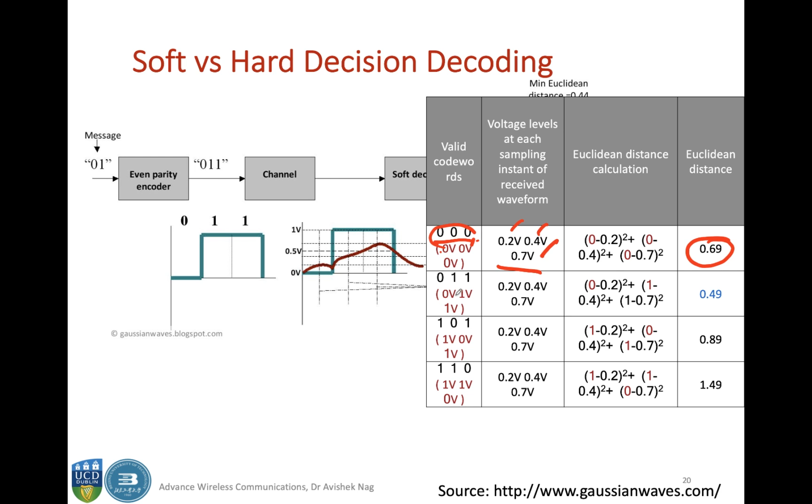Similarly, you do the Euclidean distance with the other code words and you find that this one is the minimum, and this means that there is a chance that this particular code word was transmitted, which is indeed the case, and therefore the message 01 was transmitted. You can easily decode that. So you can see that with soft decision decoding you have an advantage compared to hard decision decoding. The chances of errors are much less in case of soft decision decoding.